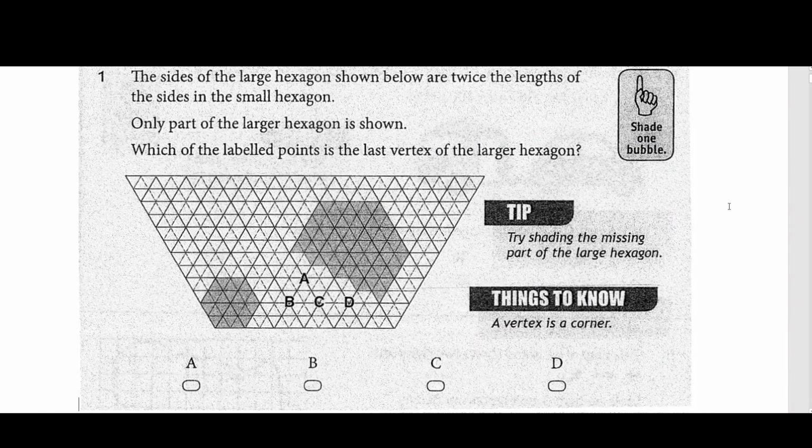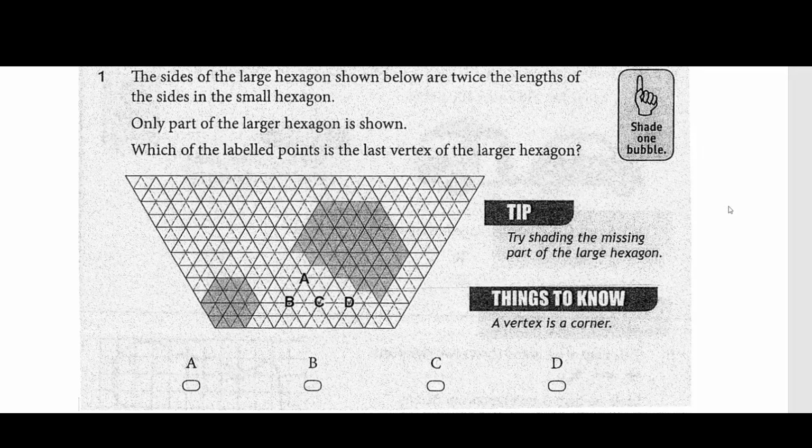Year 7 NAPLAN, practice number 2. Question 1. The sides of the large hexagon shown below are twice the lengths of the sides in the small hexagon. Only part of the larger hexagon is shown. Which of the labelled points is the last vertex of the larger hexagon?